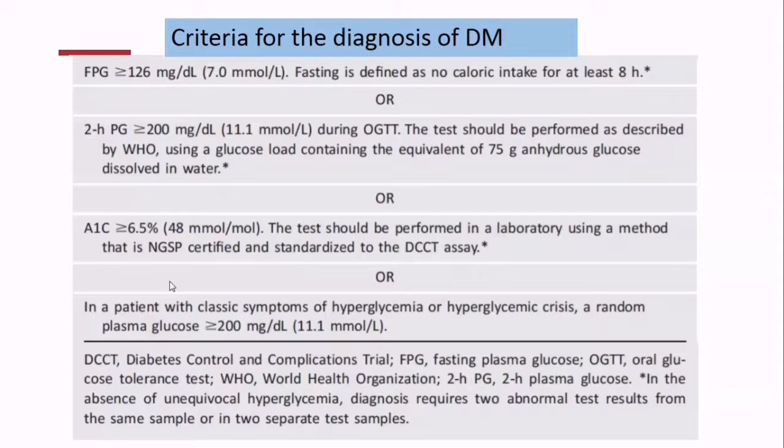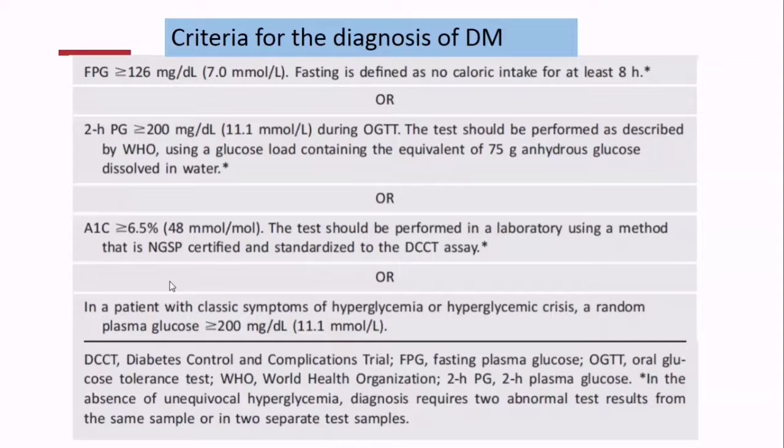The test should be performed as described by WHO using a glucose load containing the equivalent of 75 grams anhydrous glucose dissolved in water. In the absence of unequivocal hyperglycemia, diagnosis requires two abnormal test results from the same sample or in two separate test samples.